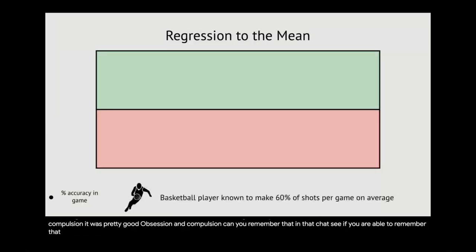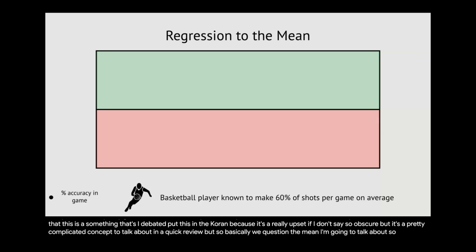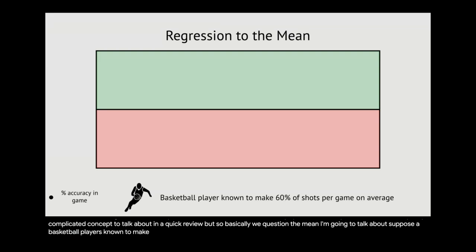Regression to the mean. I debated putting this in the CRAM because it's not obscure, but it's a pretty complicated concept to talk about in a quick review. But basically, regression to the mean: suppose a basketball player is known to make 60% of shots on average in a basketball game. Does that mean that they get 60% each time they shoot the ball, or that it's exactly 60% every game?